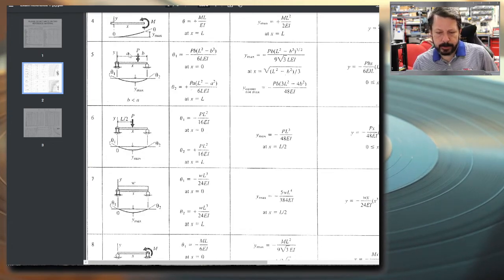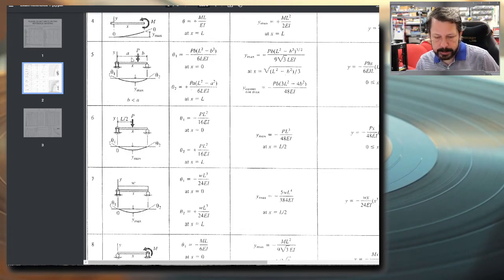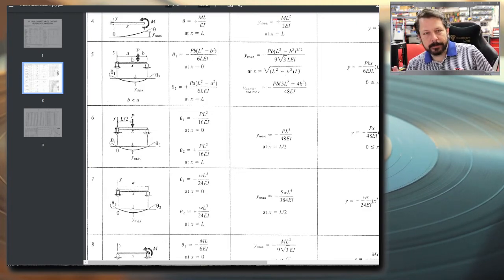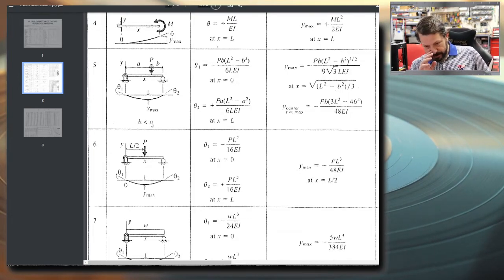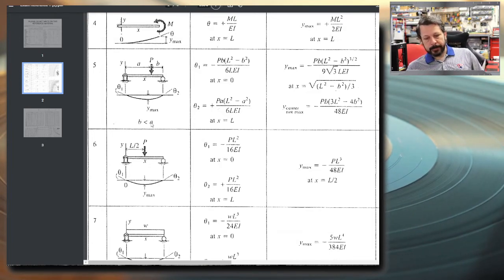And those have to do with this A and B dimension. So A and B are not the left and right dimensions. In fact, it says right here, B must be less than A. So this particular setup, these equations are looking at the beam from the side where the point load is closer to the right-hand side of the beam. So you might be dealing with the mirror image of what your situation actually looks like.